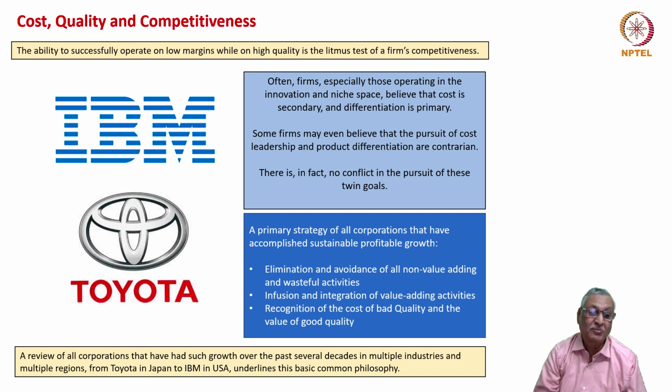Toyota is an exemplary company that specializes in both high-quality management and low-cost management. A primary strategy for all corporations that have achieved sustainable profit growth comprises the following. One, elimination and avoidance of all non-value adding and wasteful activities. If movement of a material from one place to another is unnecessary, then that must be eliminated. You don't lose quality; on the other hand, you save cost.